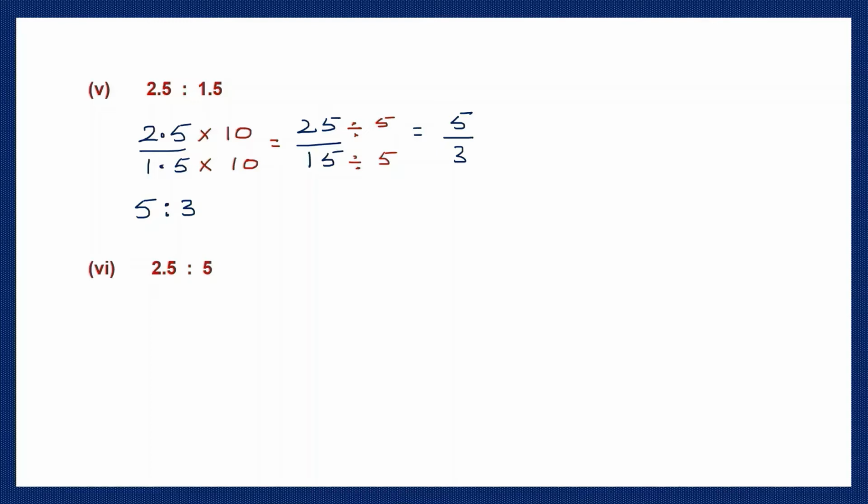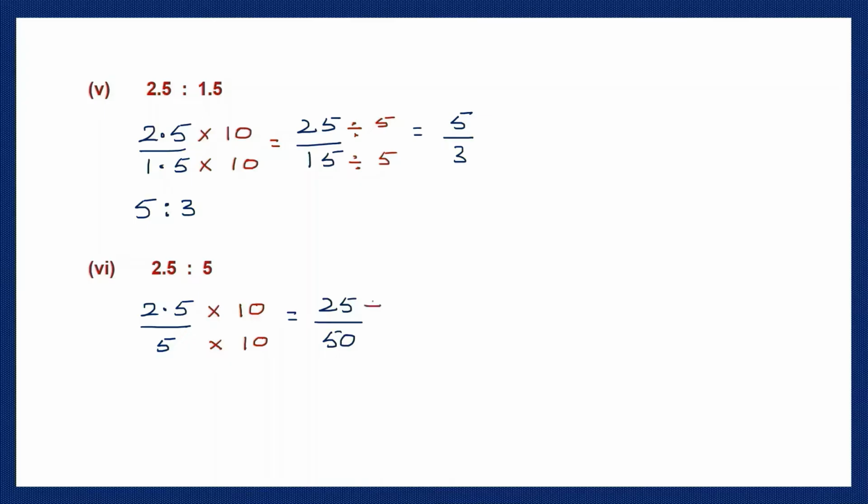Next one, 2.5:5. So 1 is a decimal number and 1 is a whole number. Let's write it down. 2.5 by 5. Now we have to make 2.5 also a whole number. And we can do that by moving the point one place to the right. And that can be done only if we multiply it by 10. If we multiply the numerator by 10, we must multiply the denominator also by 10. Now what do we get? 2.5 into 10. The point moves one place to the right. We get 25. 5 into 10 is 50. So now we have 25 by 50.